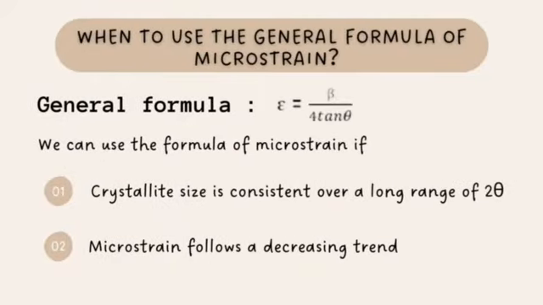When to use the general formula for microstrain? To use these formulas, we need to satisfy two conditions: the crystallite size is consistent over a long range of 2 theta, and the microstrain follows a decreasing trend.